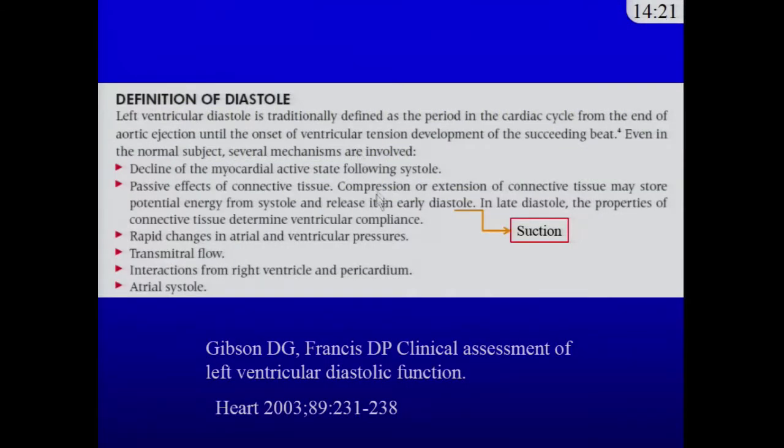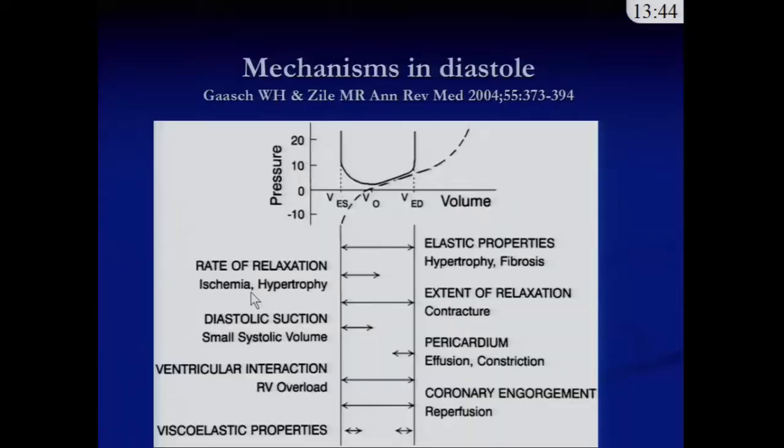Right, I want to talk about part of diastole, which has not been concentrated on enough, I think. As we know, diastole is a complicated process. There's decline of the myocardial active state, and there's problems. Connective tissue is very important, which gives rise to what I'm going to talk about, suction. There's rapid changes in pressures. There's the transmitral flow. There's interaction of the right ventricle and pericardium, and atrial systole. So several mechanisms are involved.